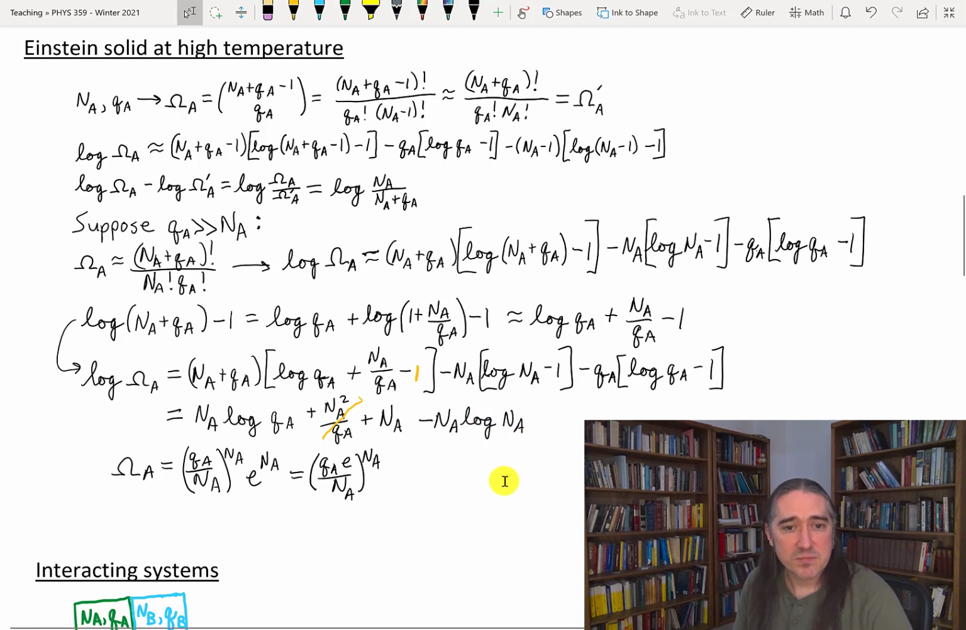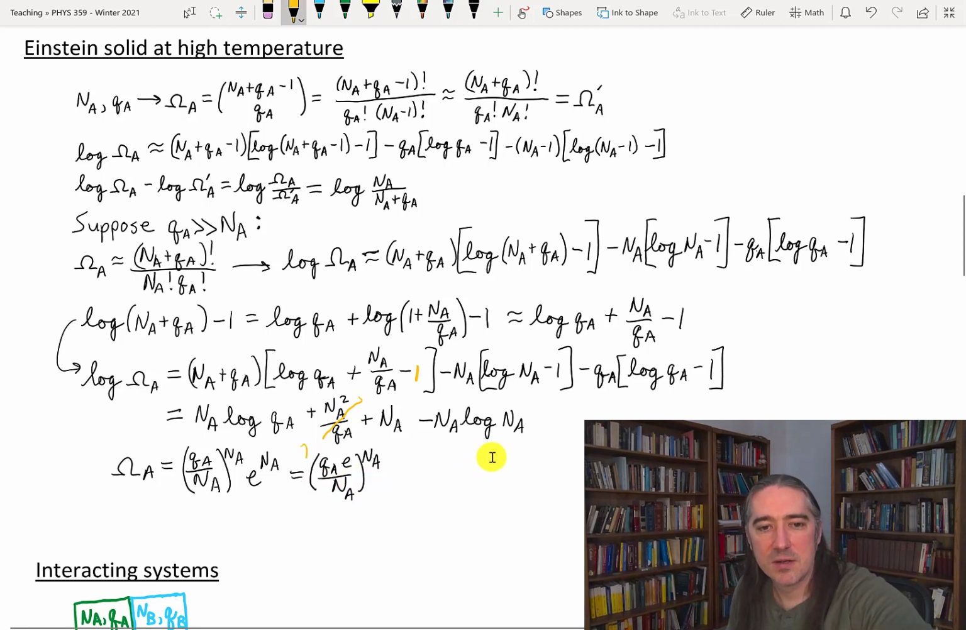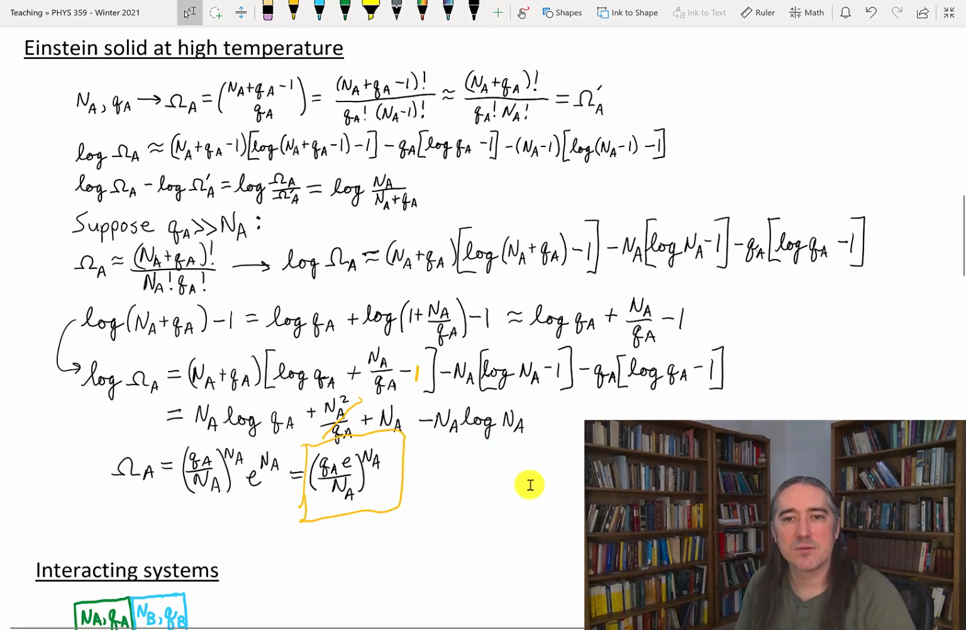Finally, we can put this all together and re-exponentiate it, and for the multiplicity of our high temperature Einstein solid, we get Qa over Na, because a difference of logarithms is the log of the ratio. So Qa over Na raised to the Na. And then this term is just going to give us an extra e to the Na. Put it all together, this is our form. This is going to be a useful form that'll come up several times here.